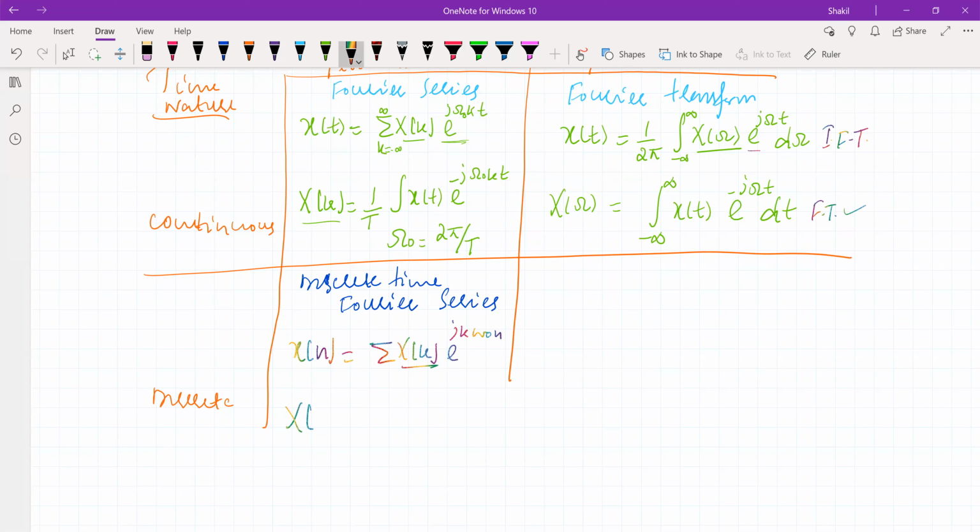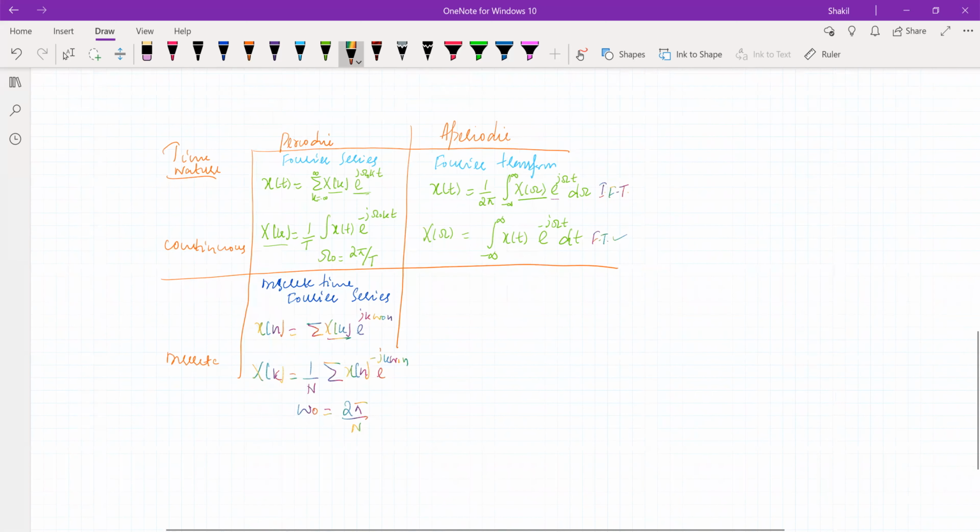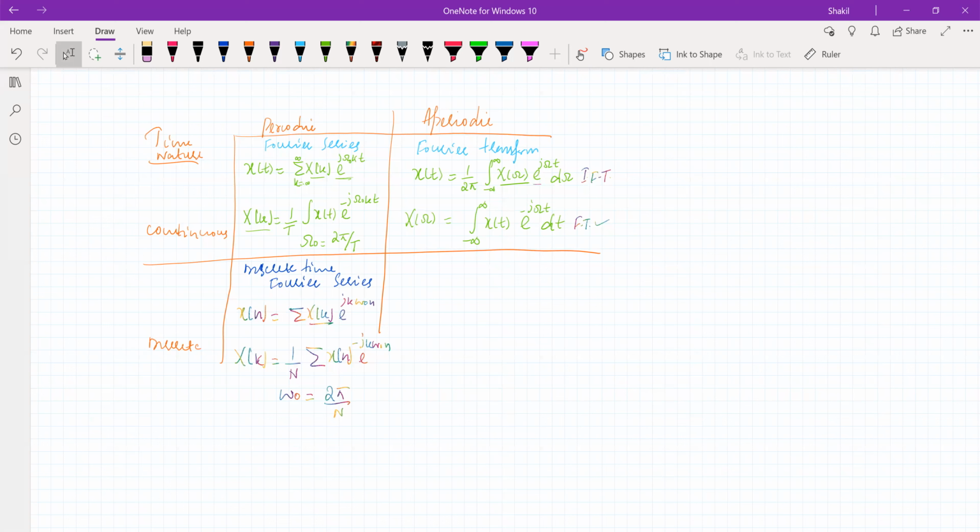What is this coefficient equal to? X of k is simply 1 by N summation of x of n e raised to the power minus j k omega naught n. What is this omega naught? Omega naught is again 2 pi by N. This is a periodic sequence, so it will have some period. So this is the discrete time Fourier series.